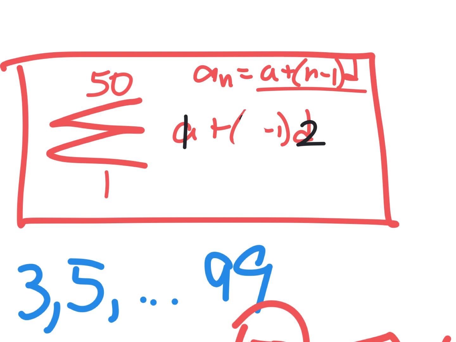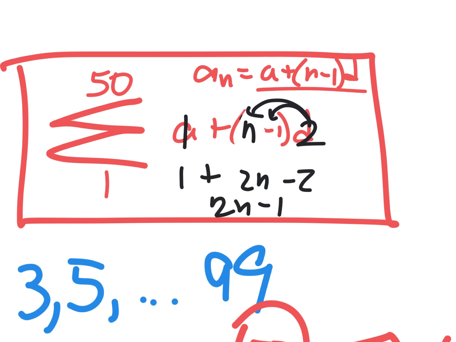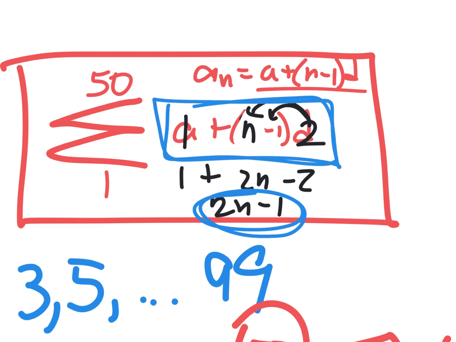And you can multiply this out if you wish. If you wish, you would go like this, and then you'd have 1 plus 2n, and then 2 times the negative 1 is minus 2, which would simplify to 2n minus 1. This would totally work. And how many of you had either one of the two that I just circled in blue? Okay, good. So what else do you have to know?